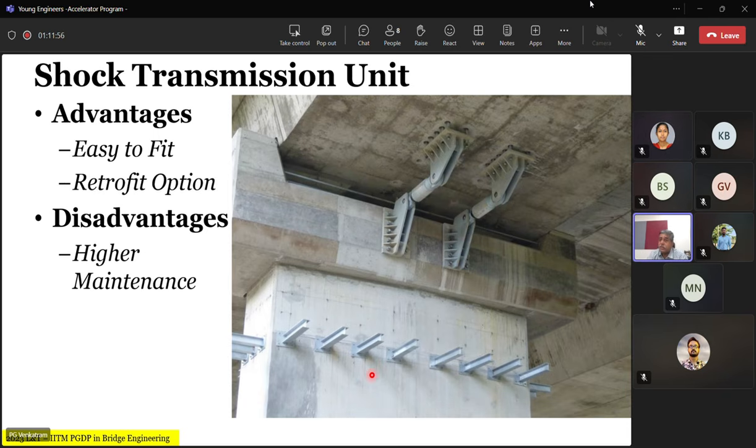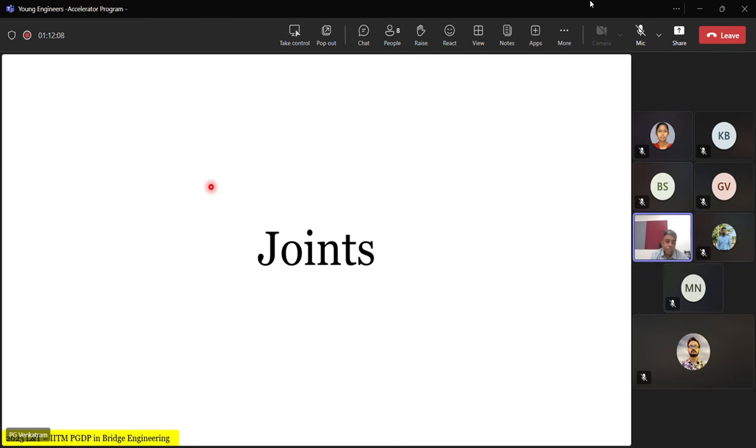That's a disadvantage of this. But if you look at it as a retrofit option, possibly there's no choice about it. That's a cost we have to pay because the demand side is increasing due to the change in the national regulation. Okay, that's what we will stop about the shock transmission unit.